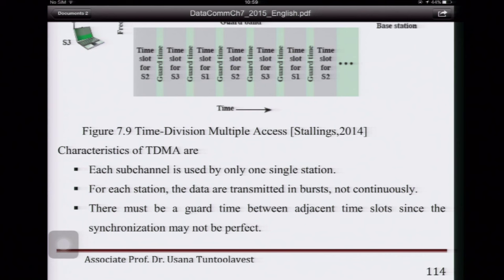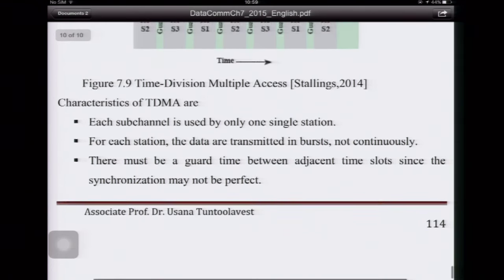So this is not like FDMA, where you send all the time. In this case, you have to send for a short time, so you are sending in bursts, very fast for a short time.